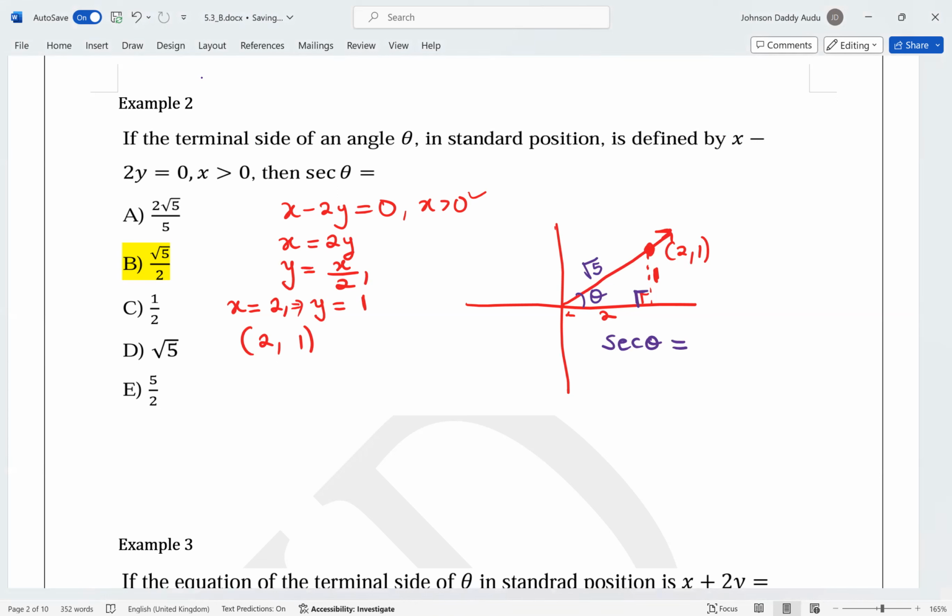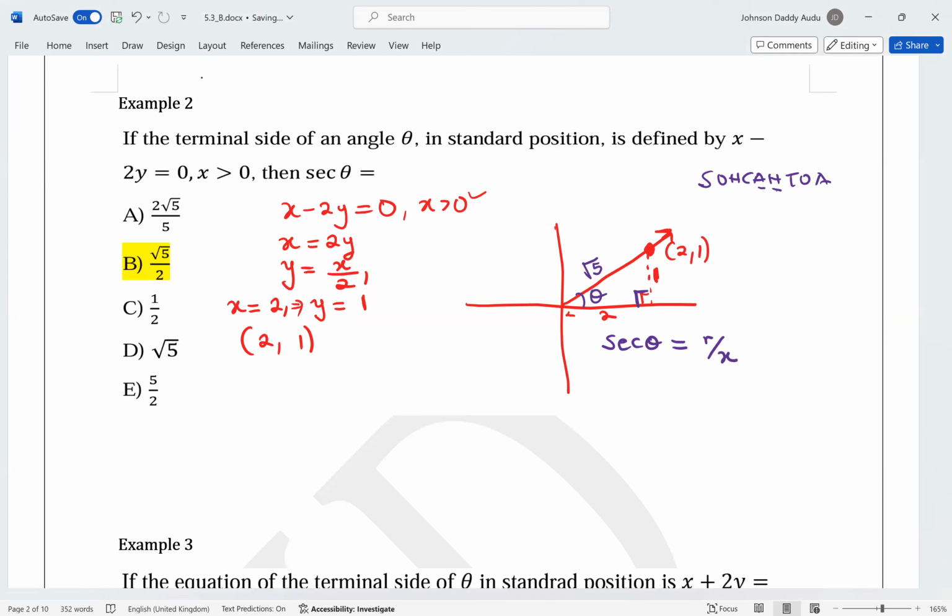What is cosine theta? It is x over r. So sec is going to be r over x, which is hypotenuse over adjacent, not hypotenuse over opposite. Because cosine is adjacent over hypotenuse, so sec will be hypotenuse over adjacent.